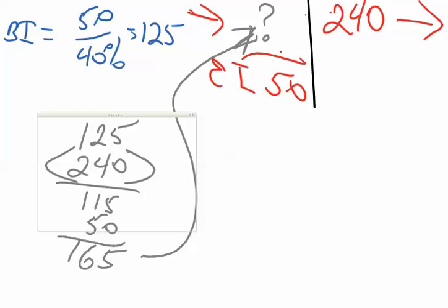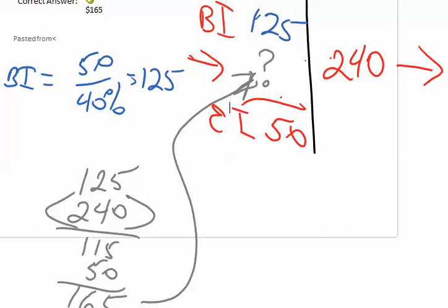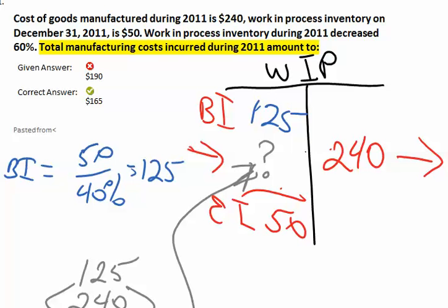If I go back up and look at it, we can prove this. If I take 125, add to that 165, that gives me 290. Subtract 240 from it, and I'll have 50 left over. So the answer would be 165.